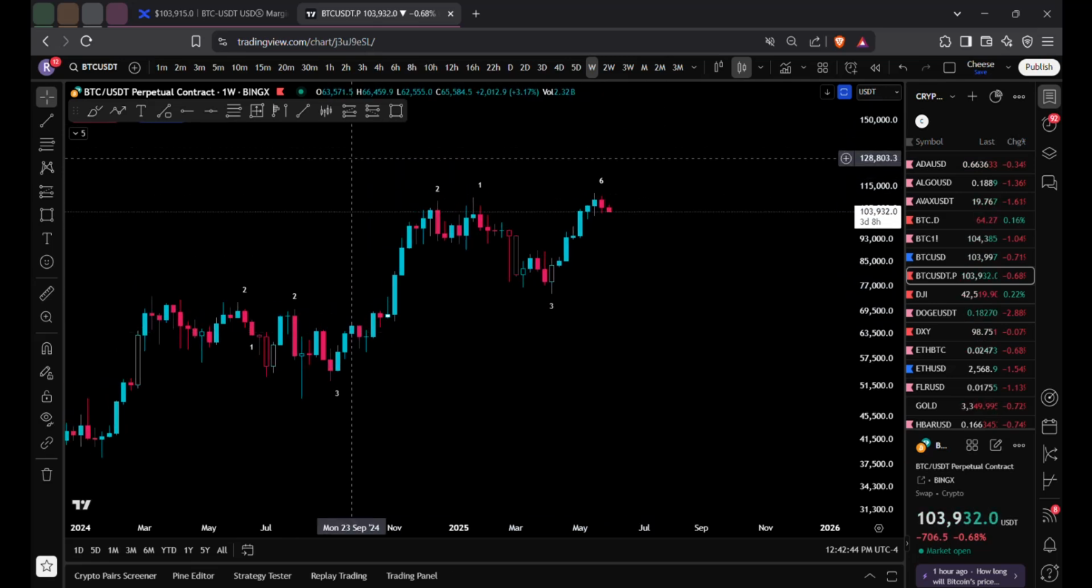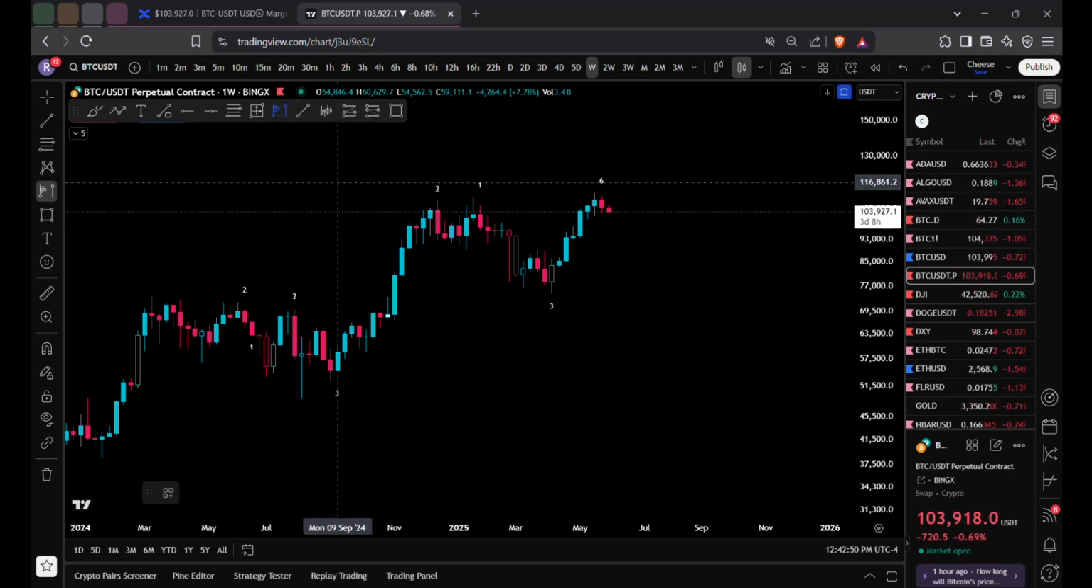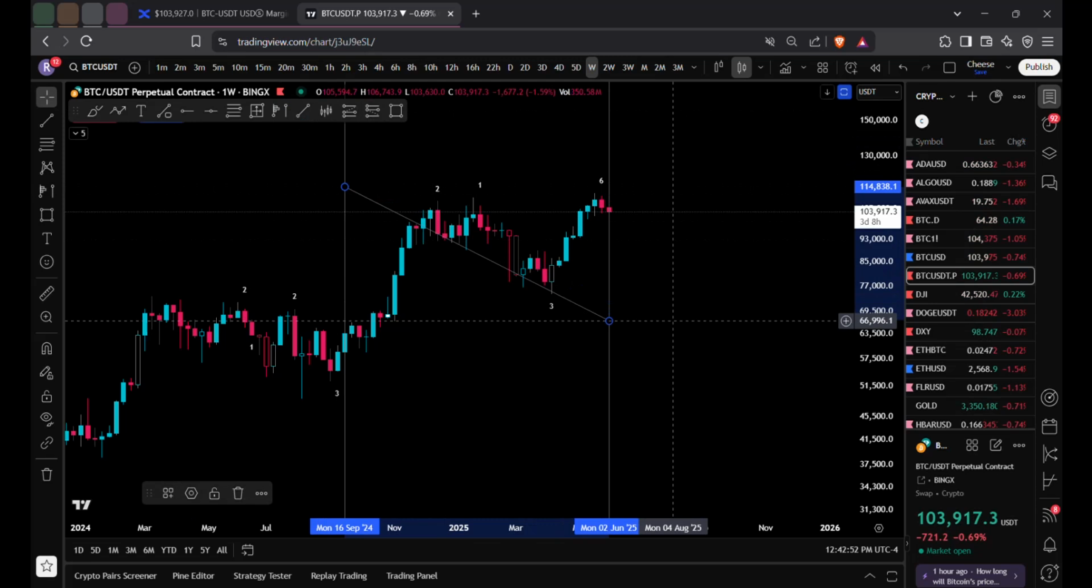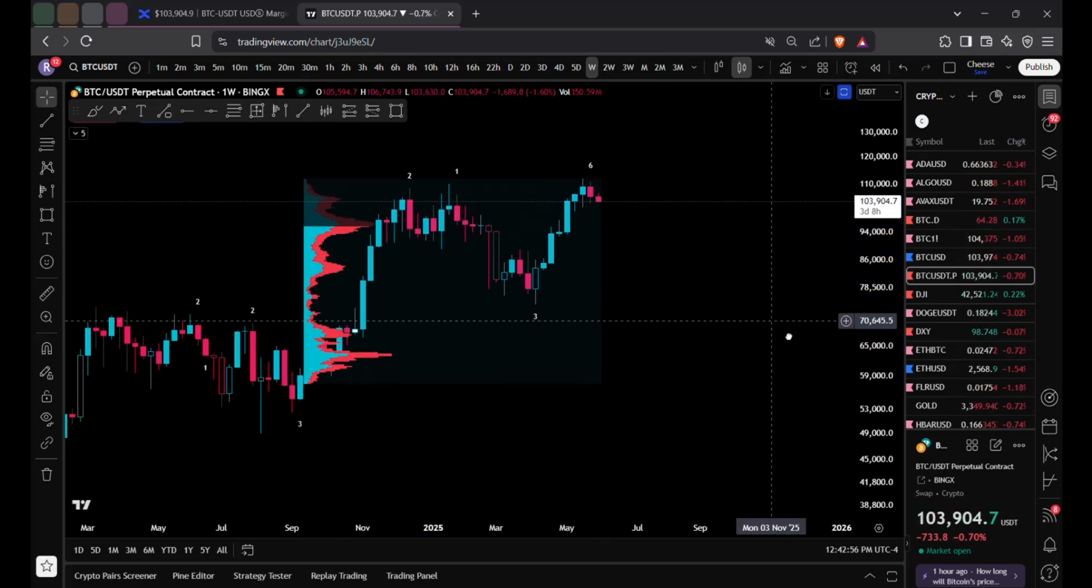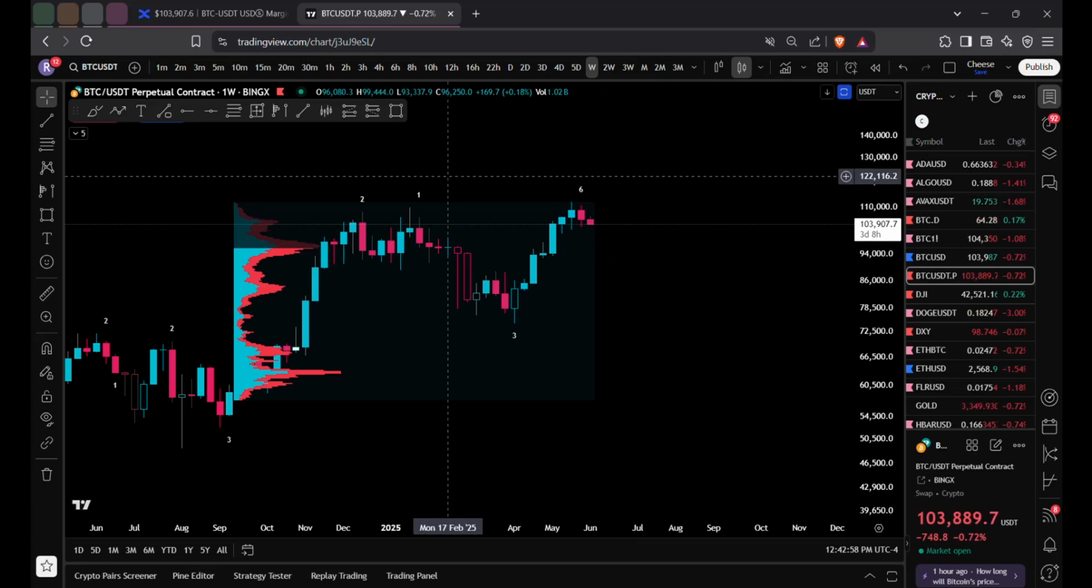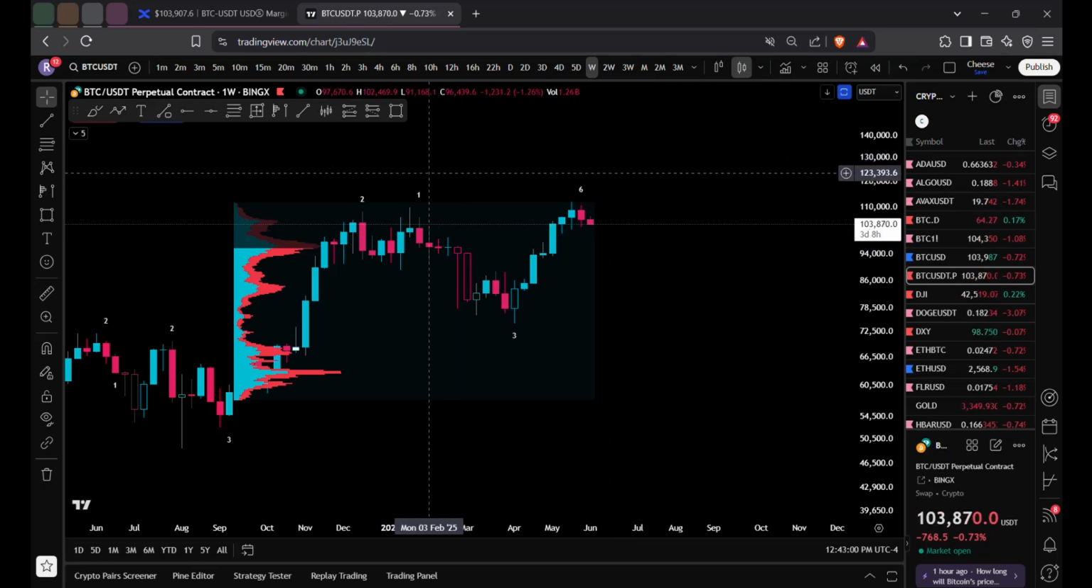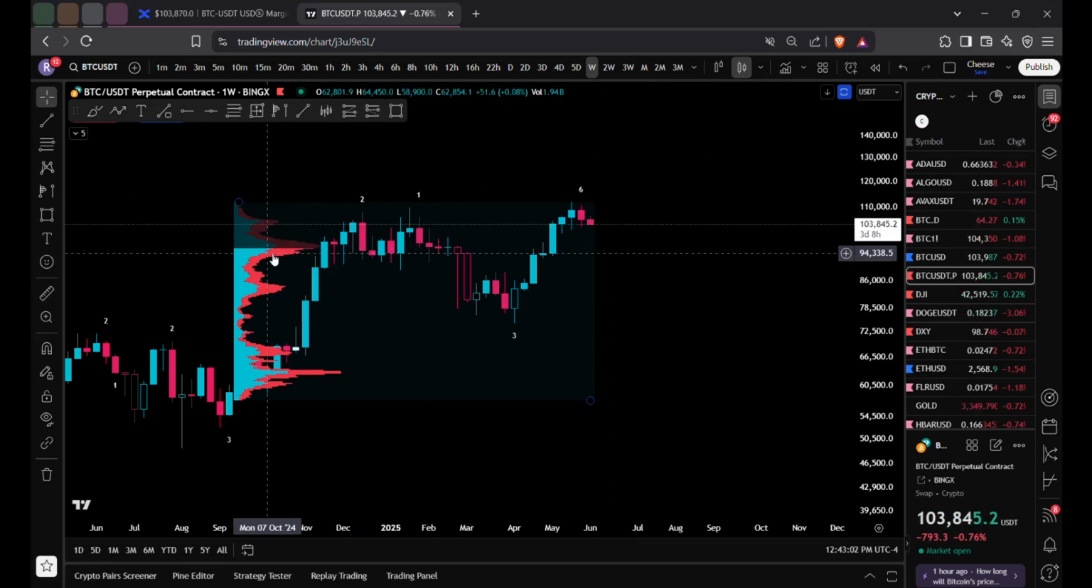Now, you could use a VPVR. You would go to your fixed range volume profile. You would go from your high to your low, and it shows you a nice visual, right? That's all you're looking to do, is get a visual of where supply and demand zones are. So your supply demand zones are here. Let's just say from 95,000 to about 91,000.